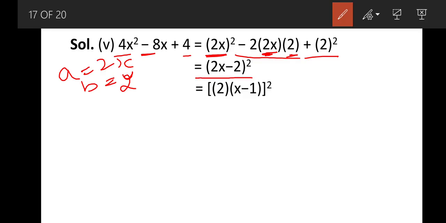Can I take 2 common out of these two terms? Yes, I have taken 2 common. So what will be left? X minus 1 whole square.